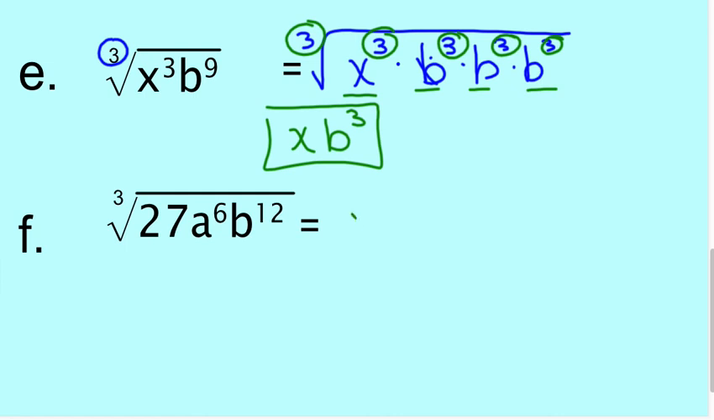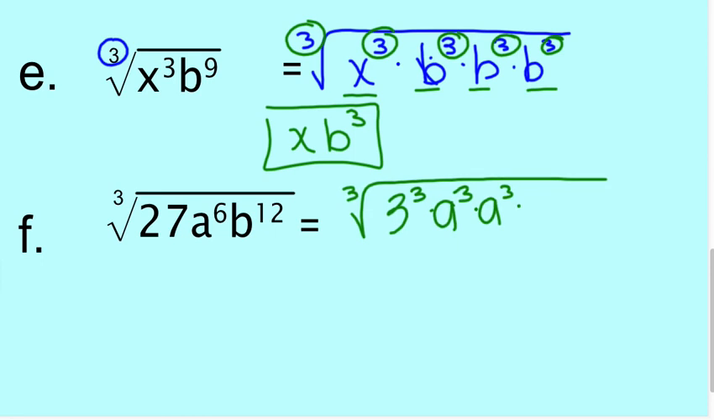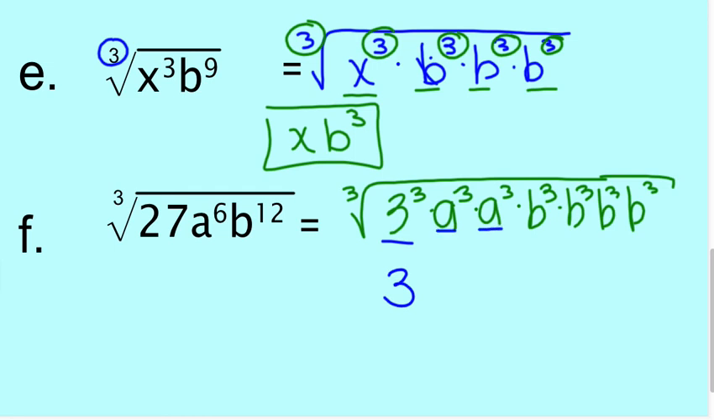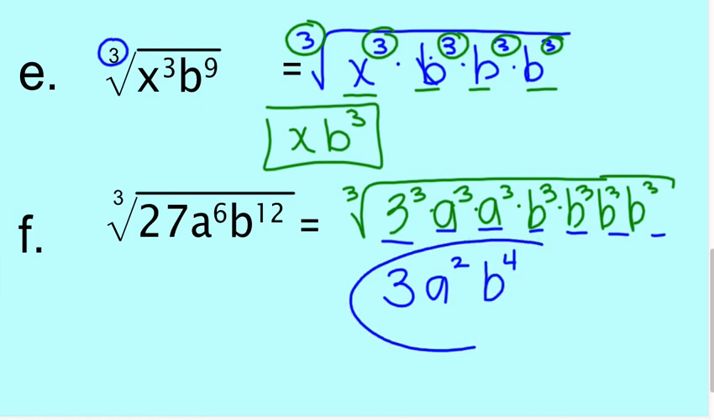Last one, 27 can be rewritten as 3 cubed. A to the 6 can be rewritten as a cubed and a cubed. And then b to the 12 can be written as b cubed, b cubed, b cubed, b cubed. So what comes out is a 3, an a and an a, which is a squared, a b, a b, a b, and a b, which is b to the 4th. There's your final answer.